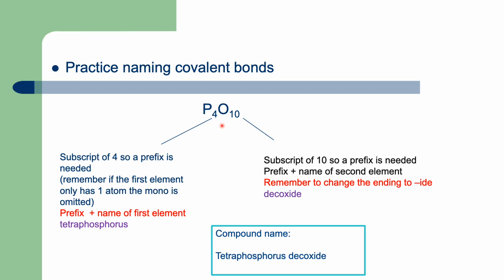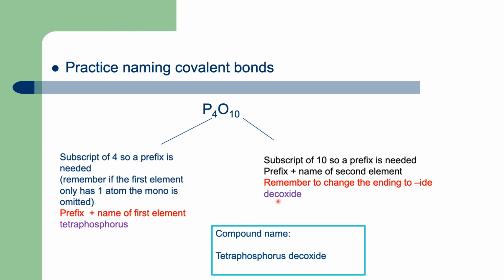So here's a practice. We have P4O10. This is telling us there are 4 phosphorus, okay? And then you would say 4, the prefix for 4 is tetra, so tetraphosphorus, the prefix, and then the name of the first element. Tetra represents the number 4, and then phosphorus is the P. Then for the oxygen, remember you're going to change the ending to IDE, so it's oxide. And then for the prefix, there are 10 atoms of oxygen, so that's going to be deca, decaoxide.